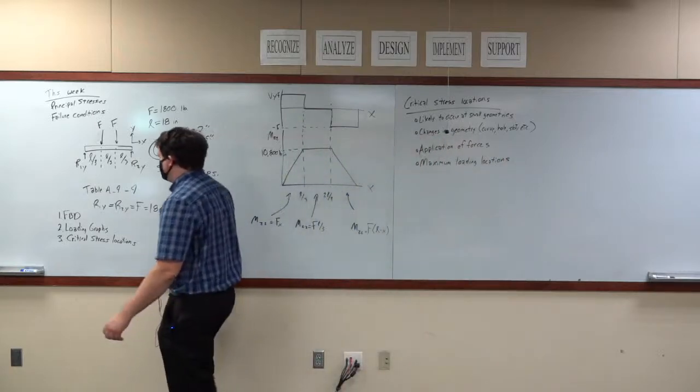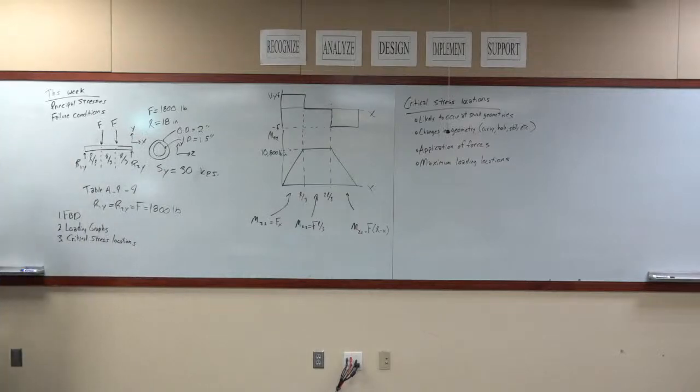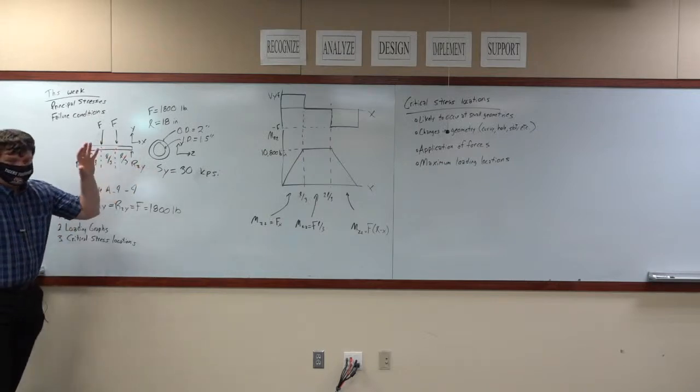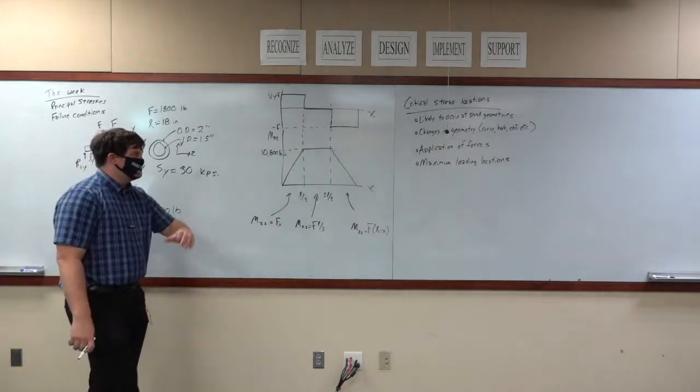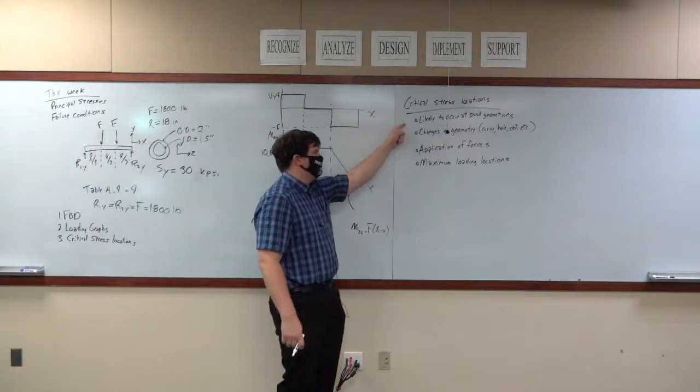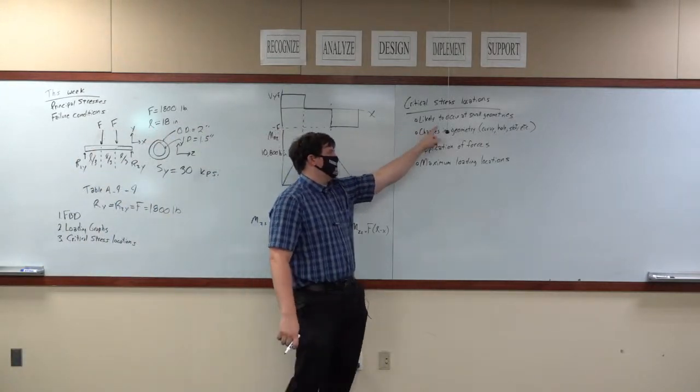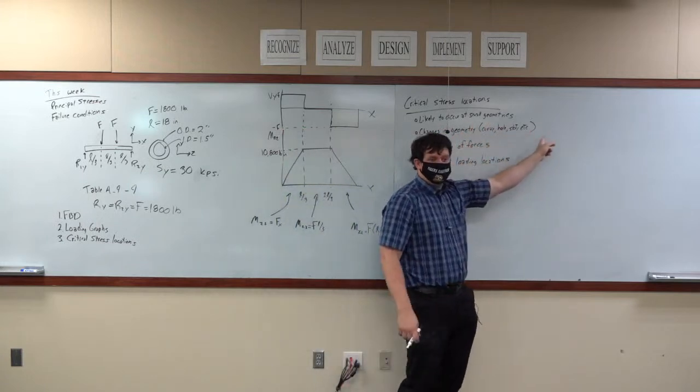Do we have any geometric changes in our axle that we're analyzing? We don't have anything. We don't even have a single hole. Okay? This is a solid, continuous cylinder. We don't have any changes in geometry, and we don't have any small geometries.